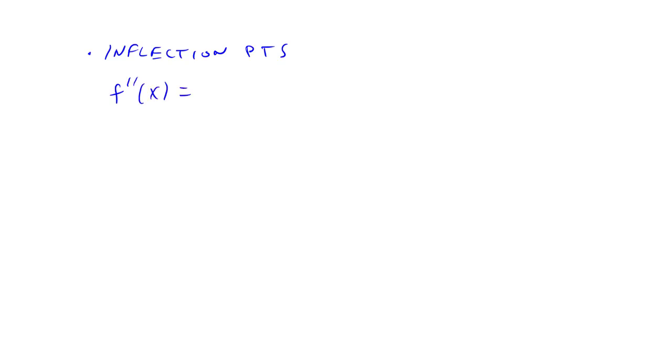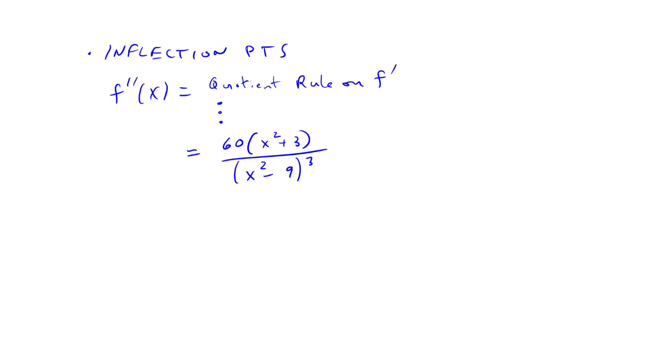All right, so the second derivative is going to be quotient rule on that first derivative. And again, I'm going to skip some steps there and get to the end result. So you should get that it's 60x squared plus 3 over (x squared minus 9) cubed. Okay, so this would be from quotient rule on f prime.